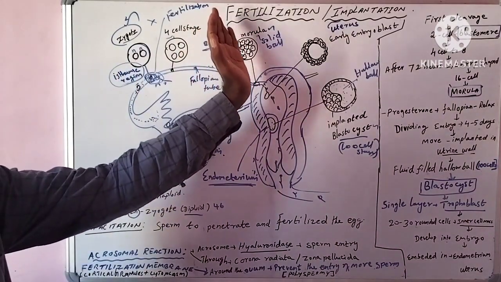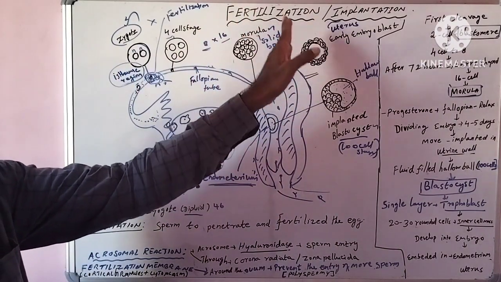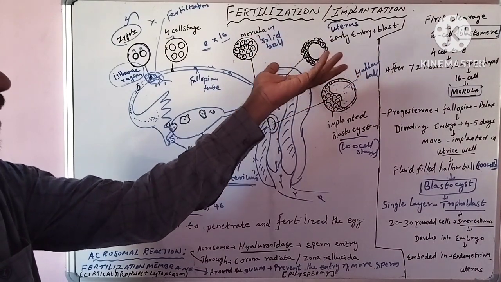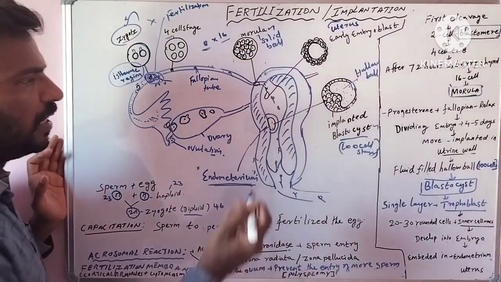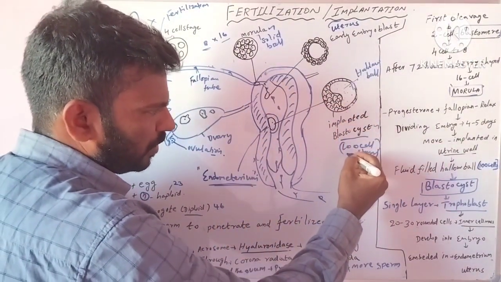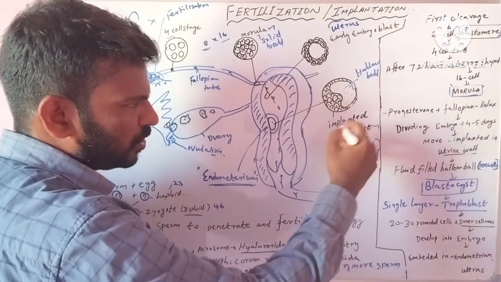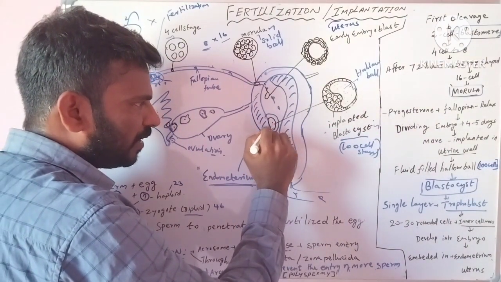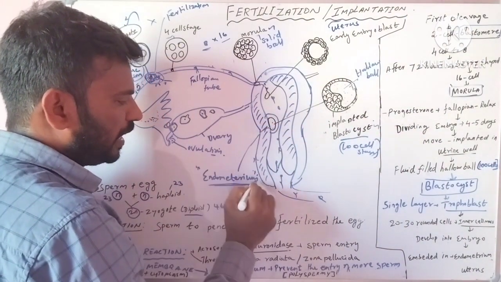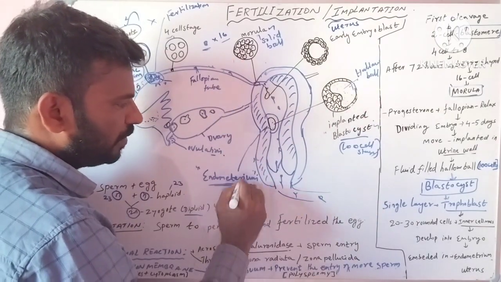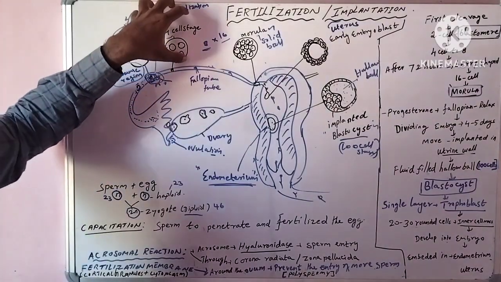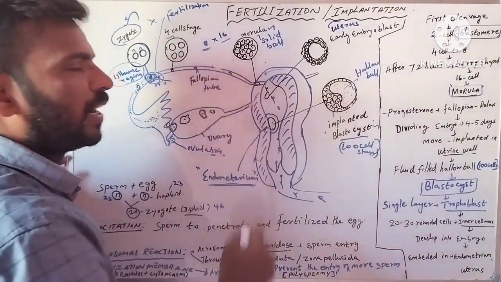They form a solid ball-like structure called the morula. Then the morula develops into the early embryoblast cell, which forms a 100 cell stage called the blastocyst. The blastocyst stage implants into the endometrial layer of the uterus. That is called implantation.